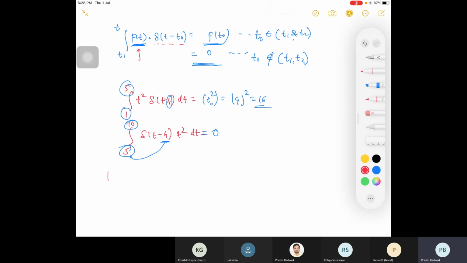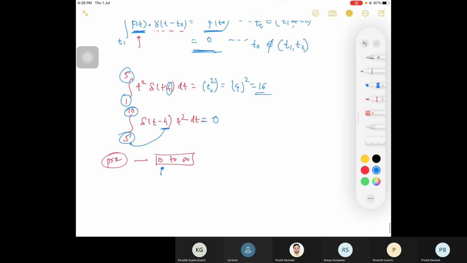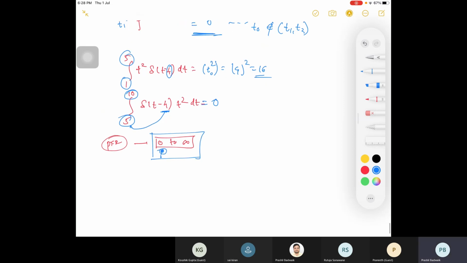In case of our PFR, we are integrating it from 0 to infinite. So can you guys please tell me, should I include this 0? You need to find out the value at that point also, right? So you will be having 0 in that interval. That is, you can say 0 comma infinite, that is your closed one.